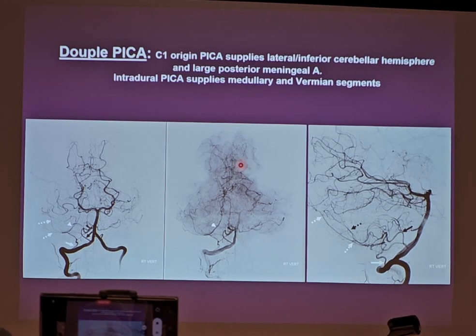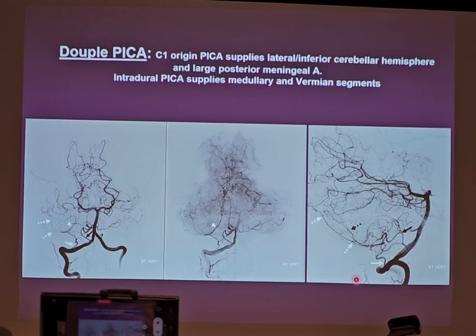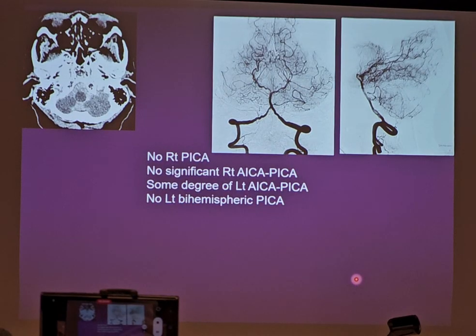So what can be of help in clinical practice if you have more than one origin of PICA? In some cases, this extradural PICA for sure gives rise to the meningeal system and some to the cerebellar hemisphere, while the intradural PICA supplies the medullary and vermian segments. So in case something happens to one, you still have another supply to the rest. This is what can be applied to clinical practice.